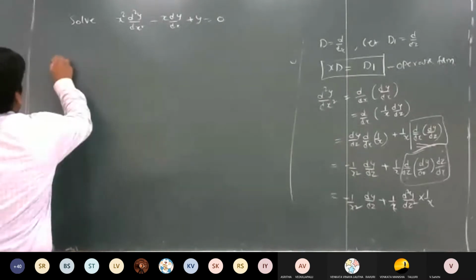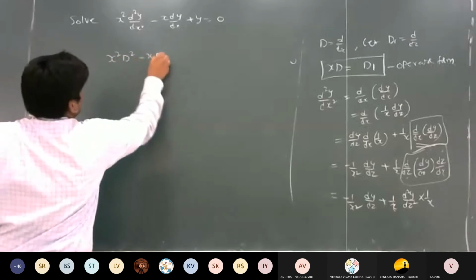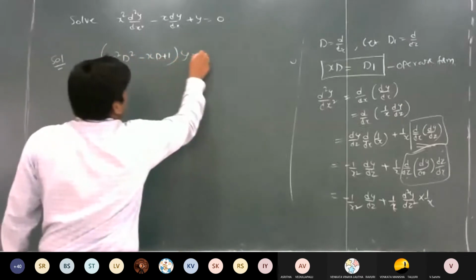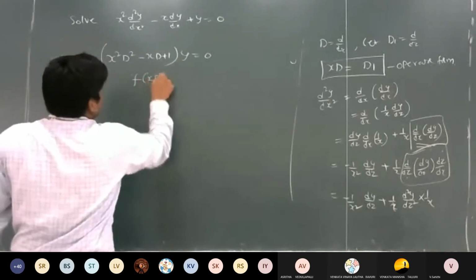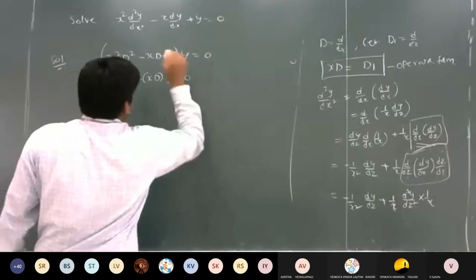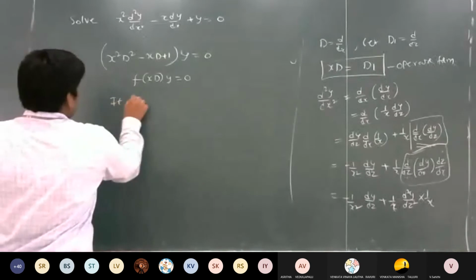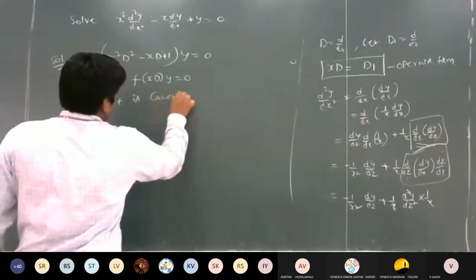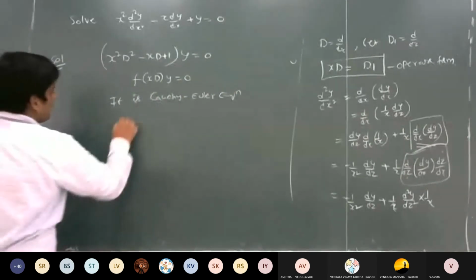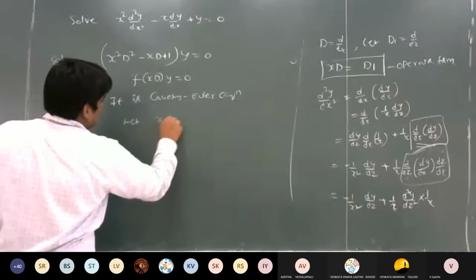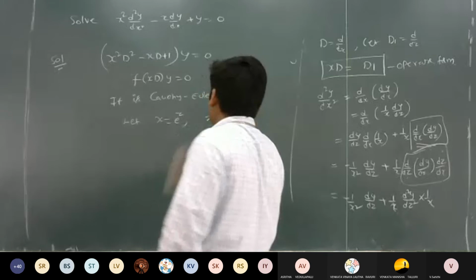So what is the solution? What is the operator form? x square D square minus xD plus 1 into y is equal to 0. This is of the form f of xD into y is equal to 0. That means it is a Cauchy Euler equation. For a Cauchy Euler equation, we take the transformation x is equal to e power z, and z is equal to log x.